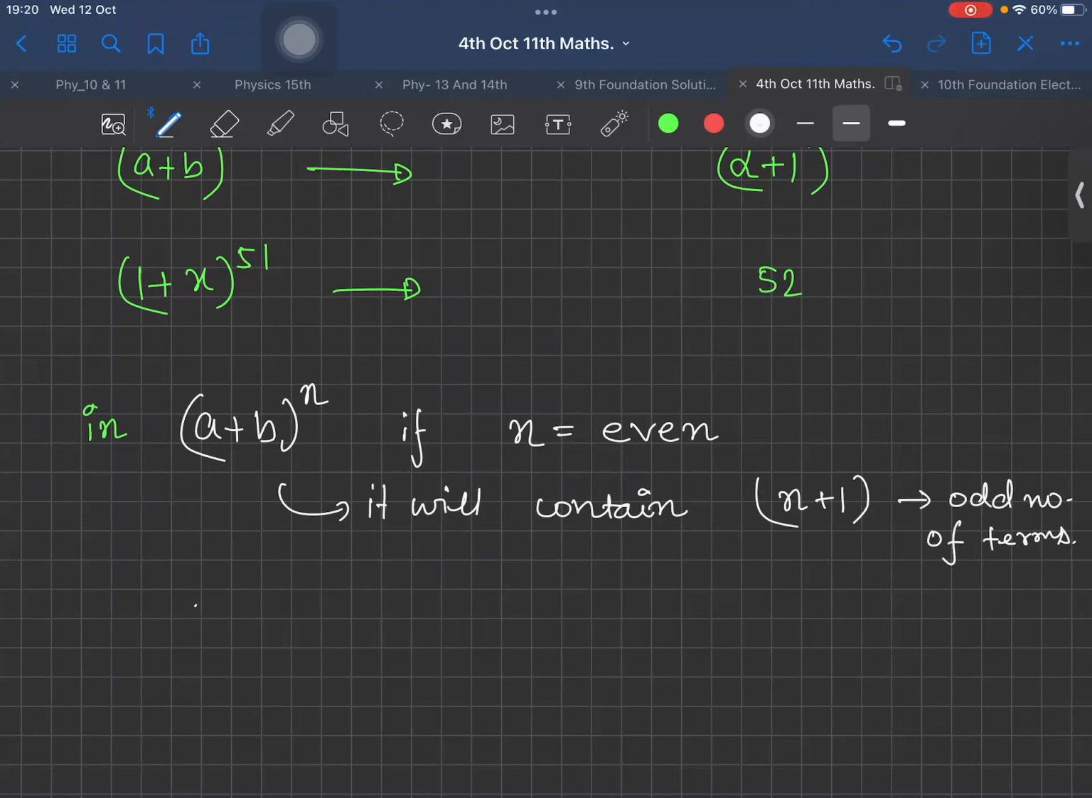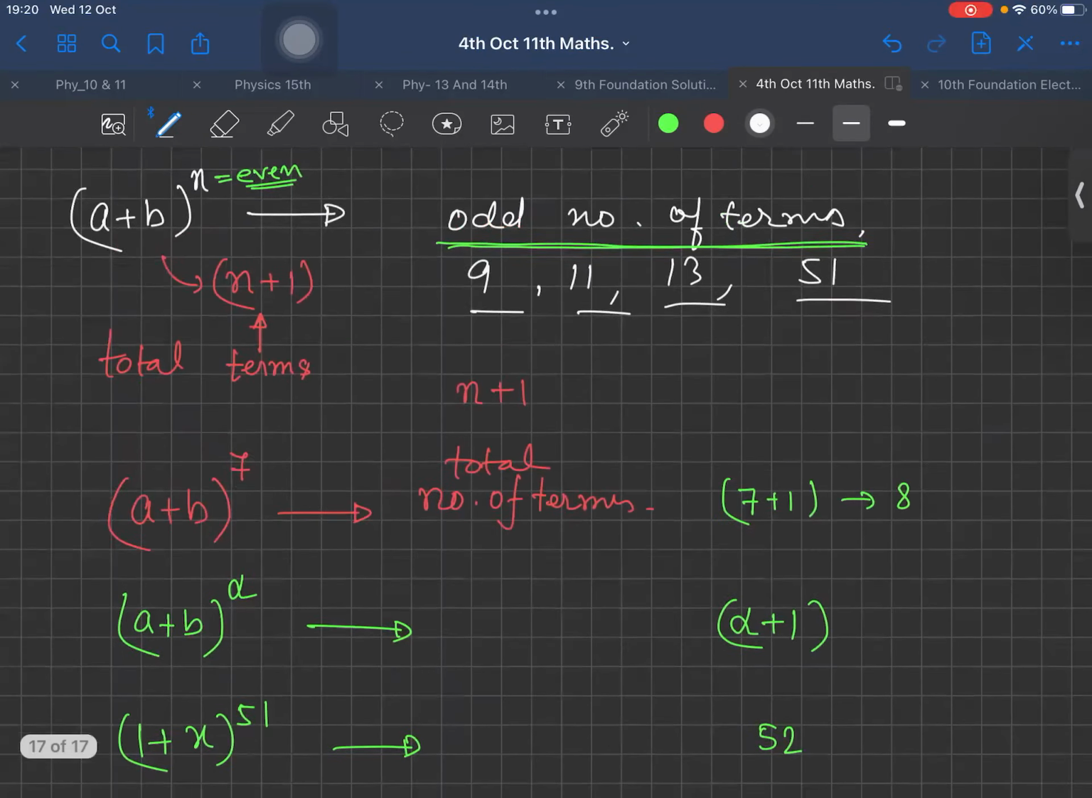Okay. Got it? That means for the number of terms to be odd, the power needs to be even, like (a plus b) square. How many terms are there? a square plus 2ab plus b square. So 1, 2, 3, an odd number of terms. See, the power is even, and how many terms is it containing? 3. That means an odd number of terms it will contain. Got it? Okay.